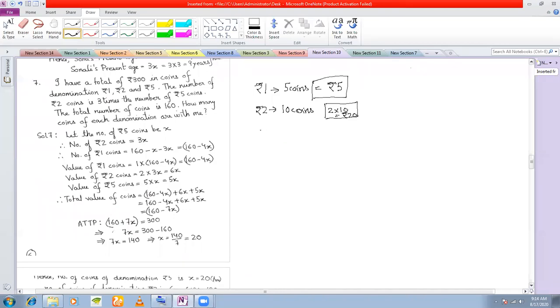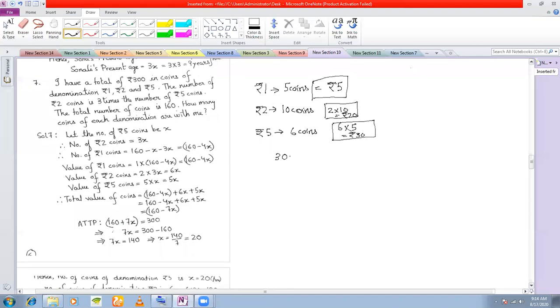Suppose I have 5 rupee coins, say 6 coins. What is the value of these 6 coins? 6 into 5, which is 30 rupees. What is the total money that I have?